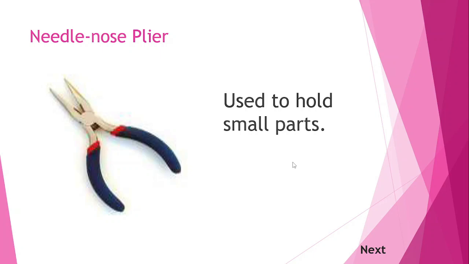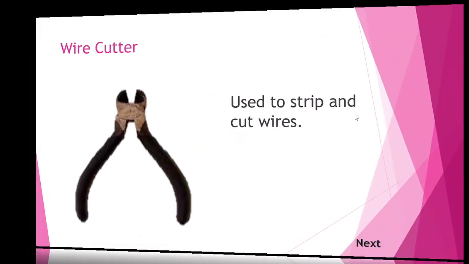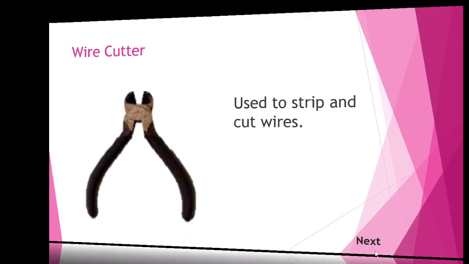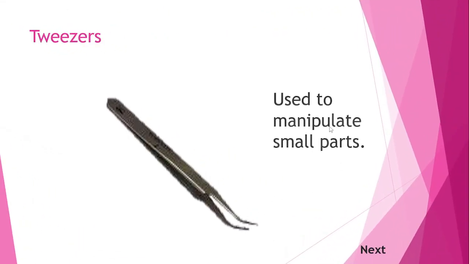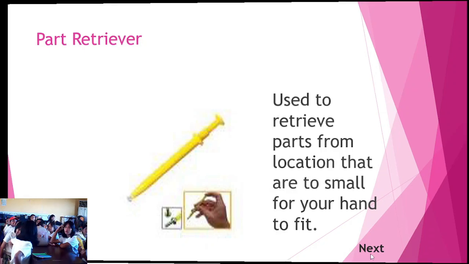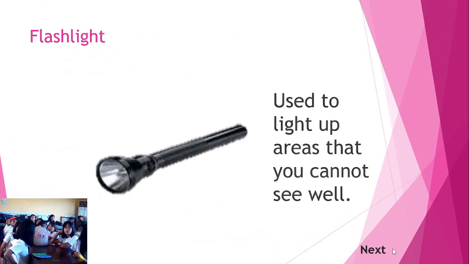Needle nose pliers, used to hold small parts. Wire cutter, used to strip and cut wires. Tweezers, used to manipulate small parts. Part retriever, used to retrieve parts from locations that are too small for your hand to fit. Flashlight, used to light up areas that you cannot see well.